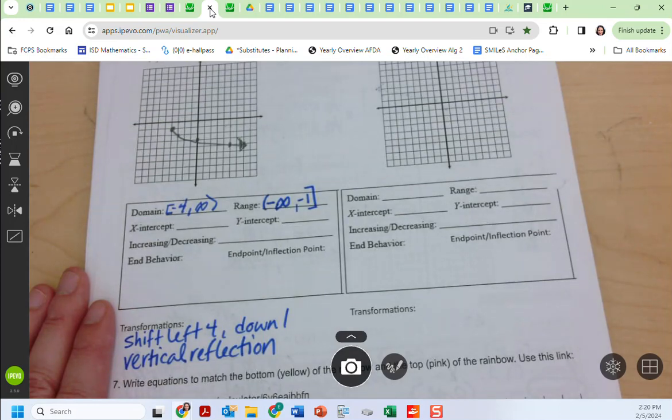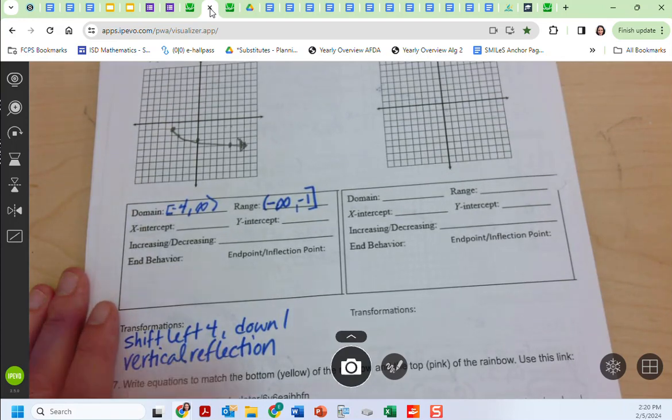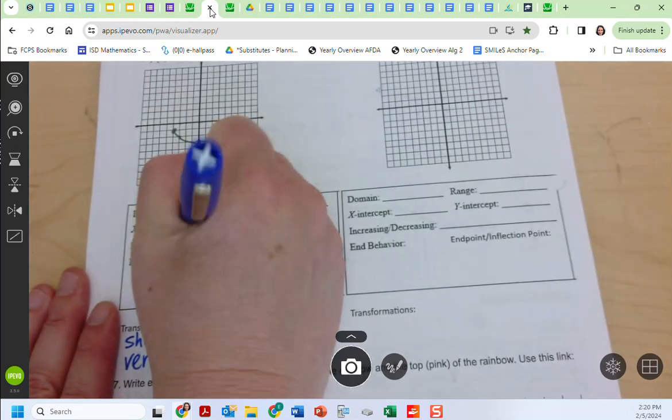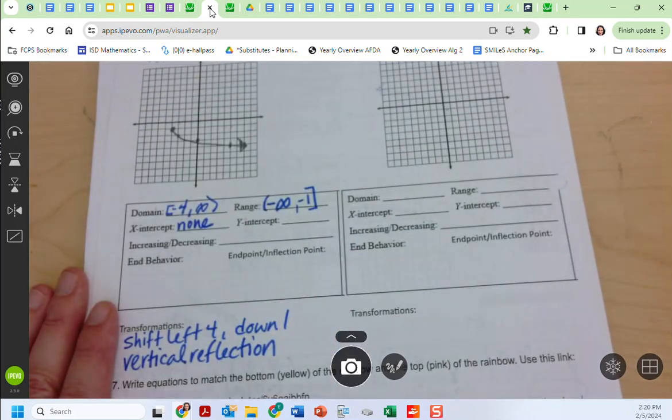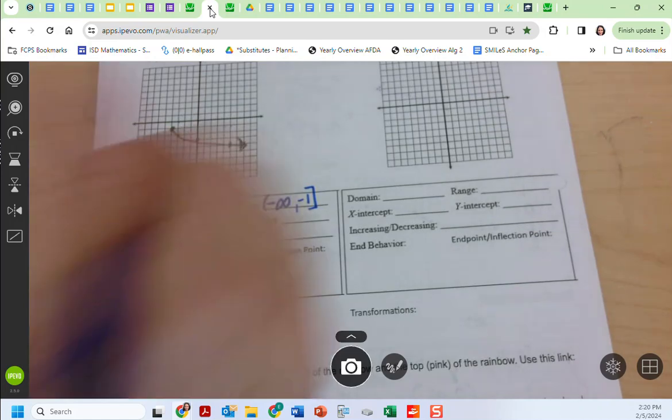What's your x-intercept? Well, we don't have one. So remember, 0 is a number, so we're just going to write none, okay? But we do have a y-intercept, and I think it's 0, -3. Can anybody confirm 0, -3? Is that right? Okay.